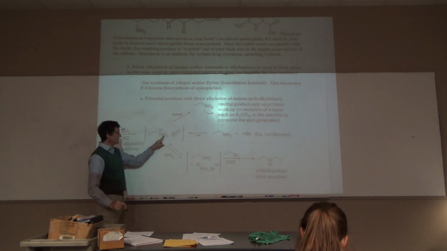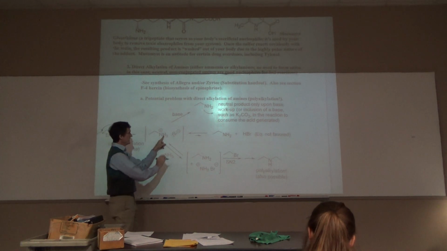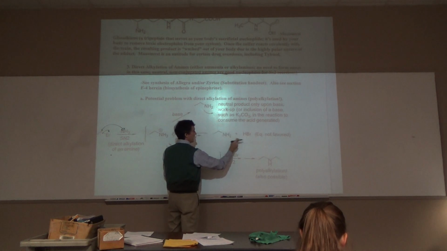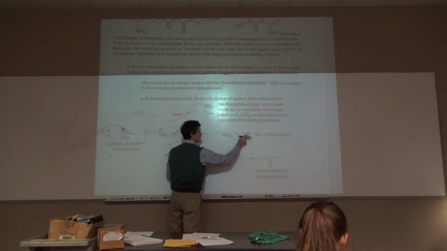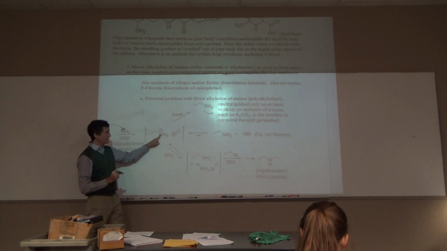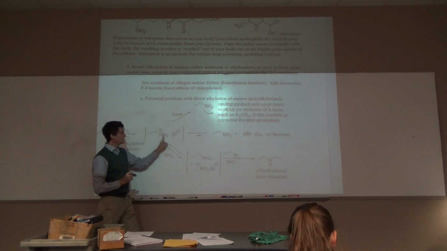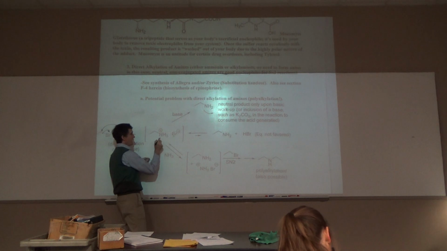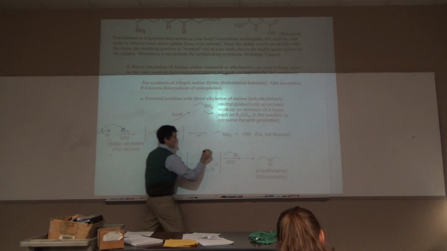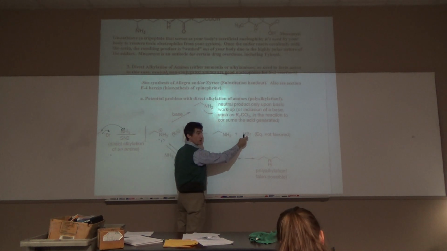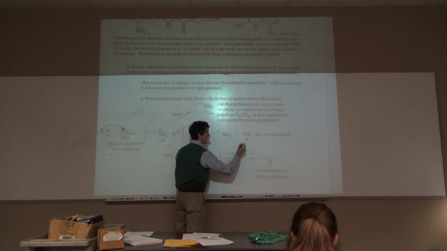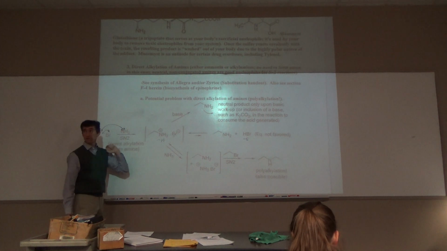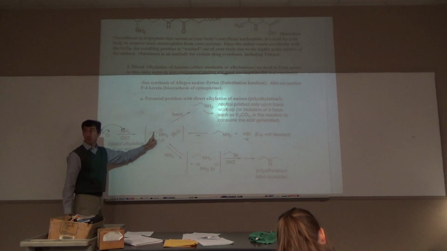Can Br minus take an H? If it did, this would go neutral because it would get its lone pair back, and we'd form HBr. Is that going to happen? Will Br minus take this H? Well, that's just an acid-base reaction. How do we judge that? This pKa is about 10. The acid over here is HBr, a strong acid. Its pKa is like negative 5. Which side's favored? 10 or negative 5? 10, the weaker acid.